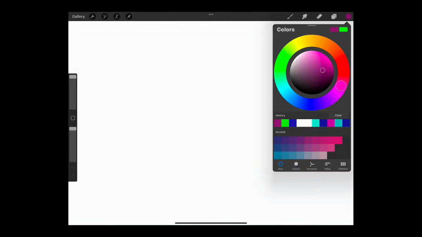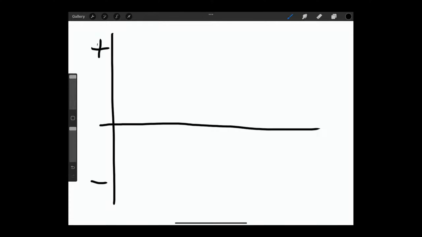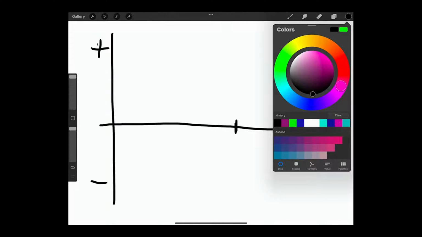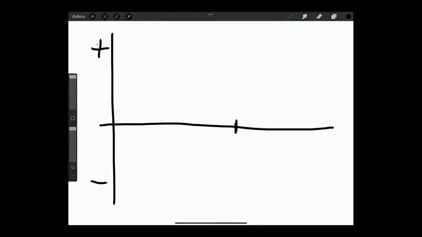Let's first draw the risk graph. So this would be plus, this would be minus, and this is your zero line. And let's say that price is right here. Now, when you put on a naked put, you're selling a put. And when you sell a put, it's going to look something like this. Now, let's say that the strike price that you want is right at the money, right there.